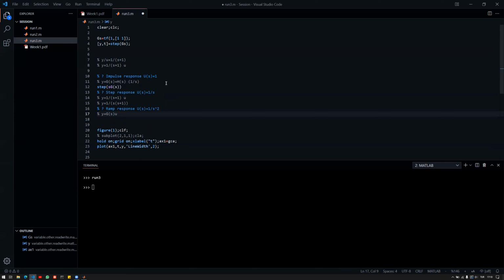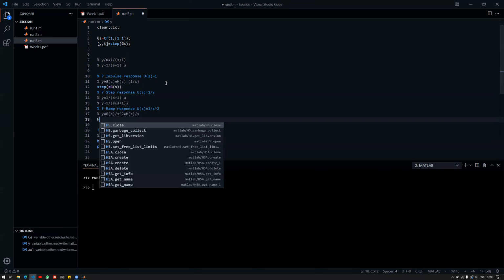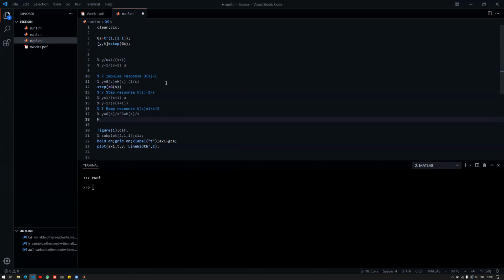But this should be basically GS divided by S squared, because the inverse Laplace transform of this would give me the ramp response. But I want to come up with a transfer function that will give me the ramp response. Now here, it is obvious that HS should be equal to GS divided by S. So the reason behind this is the following.